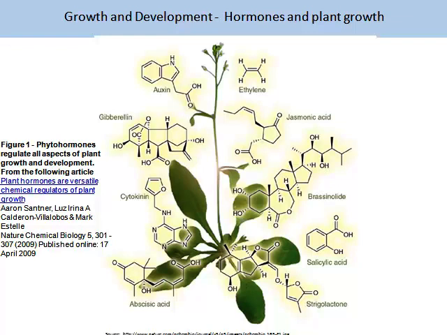As you can see, auxins, gibberellins, ethylene, jasmonic acid, brassinosteroids, salicylic acid, strigolactone and abscisic acid and cytokinins are all involved in growth and development.